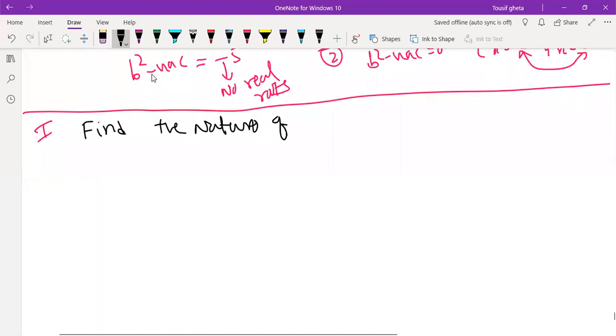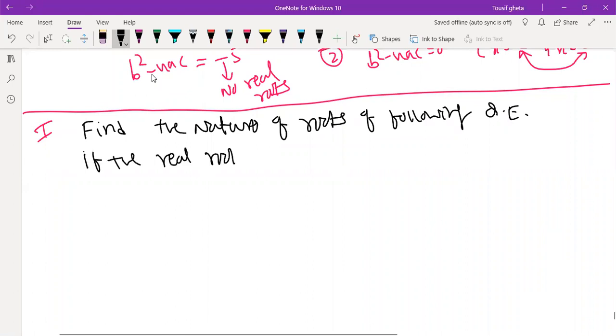Find the nature of roots of the following quadratic equation. If real roots exist, find them. So, first question.